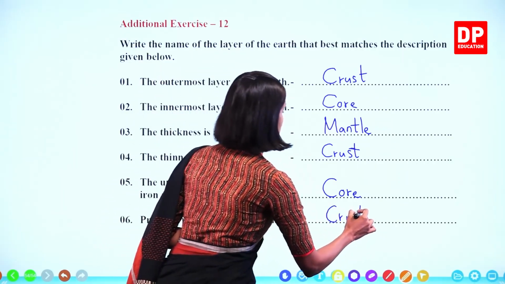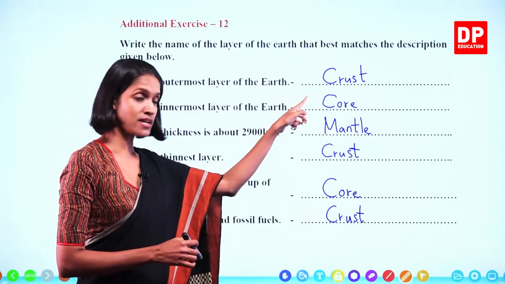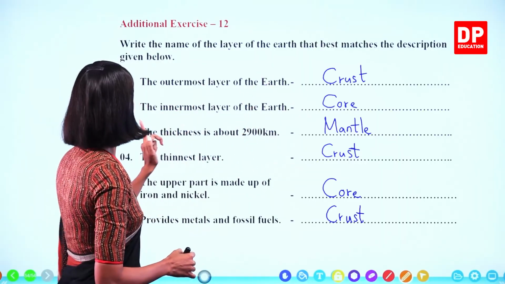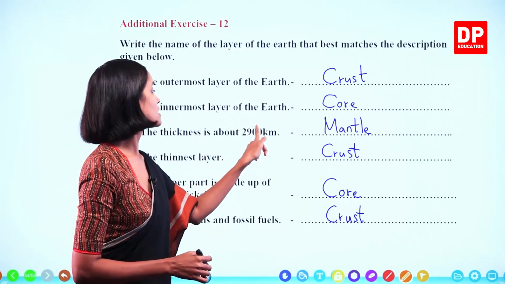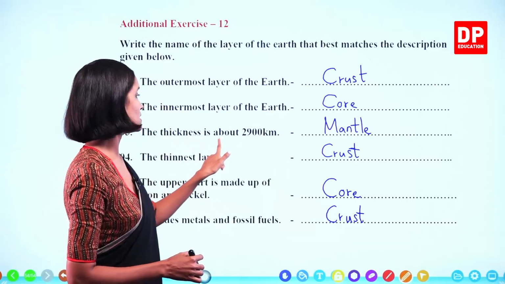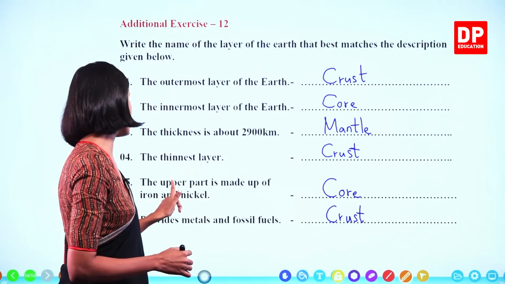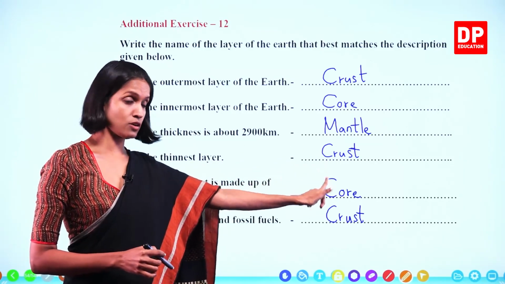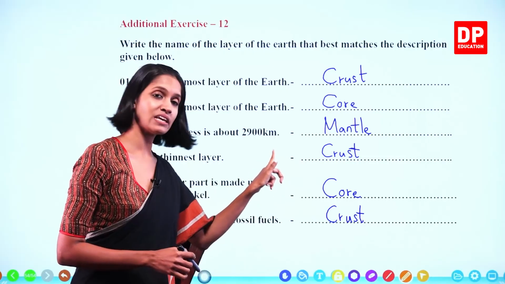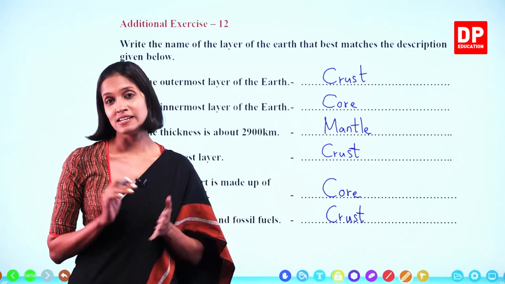Right. The outermost layer of the earth, crust. The innermost layer of the earth, core. The thickness is about 2,900 kilometers, mantle. The thinnest layer, also crust. The upper part is made up of iron and nickel. It's the core. Provides metals and fossil fuels. Again, crust. So we have completed the entire lesson.